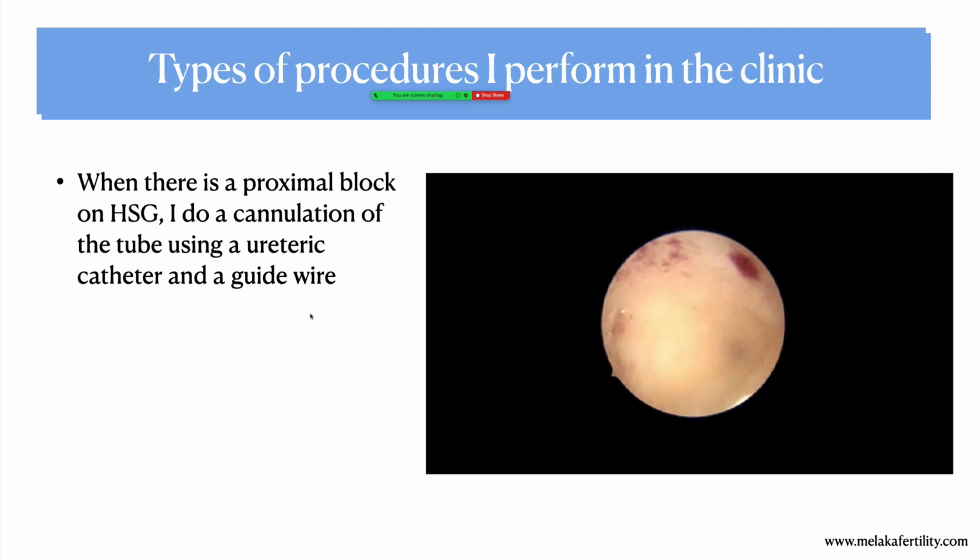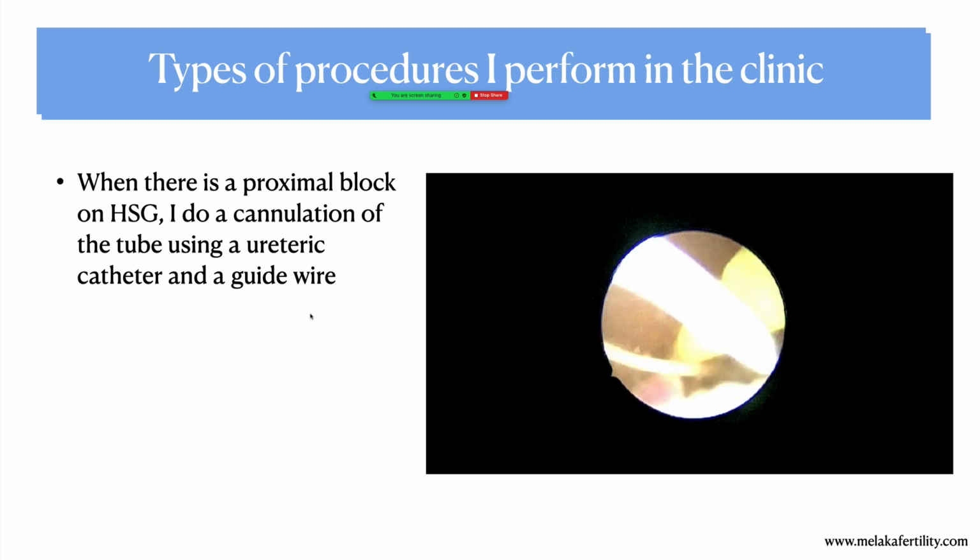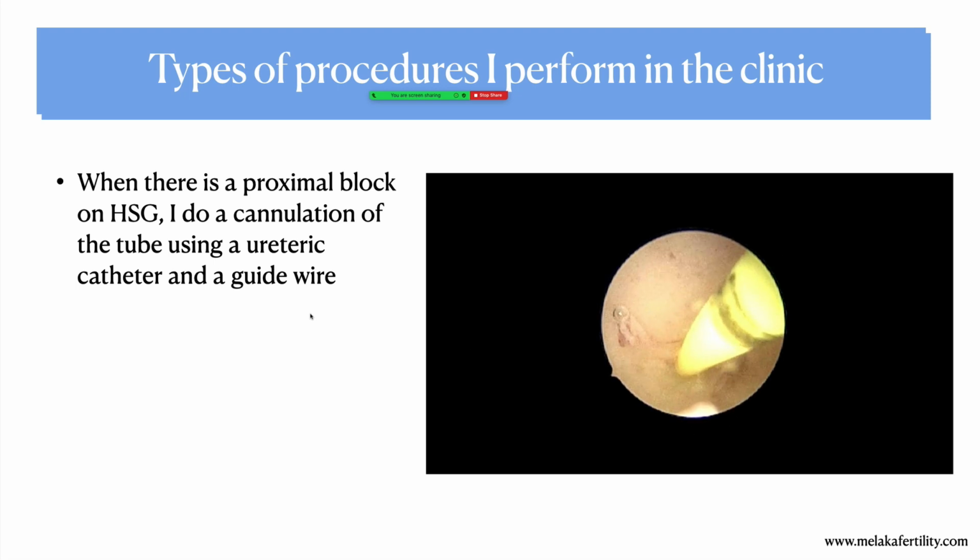When I first started this procedure, it was difficult. This is a ureteric catheter, the same catheter that the urologists use to stent the ureters. And I will try my best to get into the ostium. It's sometimes difficult, like in this case. It's difficult to rotate the catheter to place it over the tubal ostium.